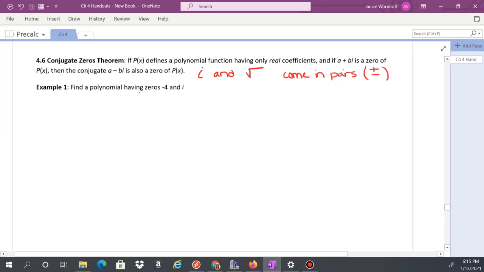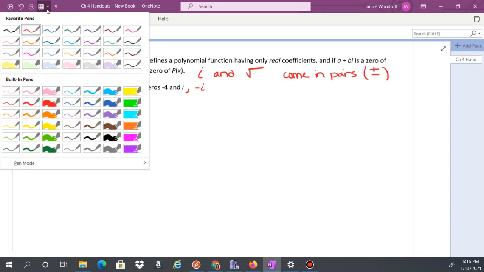Find a polynomial having zeros -4 and i. They're only giving you one of the i's, which means you have to find the other one. So you say, okay, there is a negative i. You've got a plus and a minus, and then find the polynomial. Remember when we did the zeros, those are your factors. Okay, so to find the polynomial with these values, here is what you are going to do.